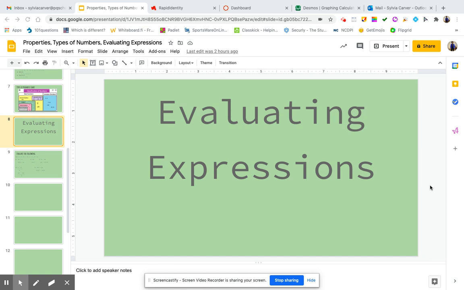Hello. Today we're going to take a look at evaluating expressions. When you evaluate something, that means to take a number, make a substitution into an expression, and then get a value back. An expression just has numbers and variables, no equal signs, so we're not going to have any equal signs today. We're going to be taking given values and making substitutions into our expressions.